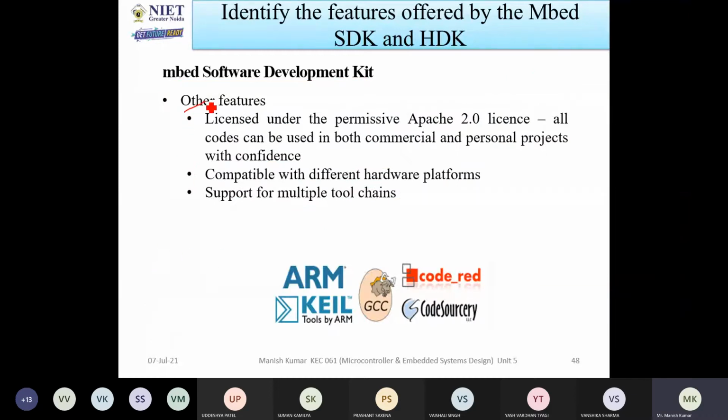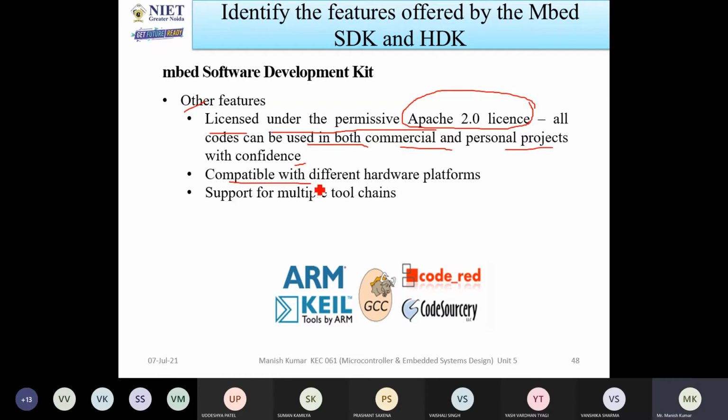Now some other features are also there when we are talking about the license. So, license under the permissive Apache 2.0 license. You have to remember this license. All code can be used in both commercial and personal projects with confidence. So there are no restrictions on where you use the code. जैसे मान लो मैंने कोड लिखा, it's fine, you can use it, no issue in that. But every time it's not possible. But with the help of these embed platforms, it is possible. You can use it. You can develop systems. Since the motto of this platform is that you have to develop very efficient systems, this is the thing.